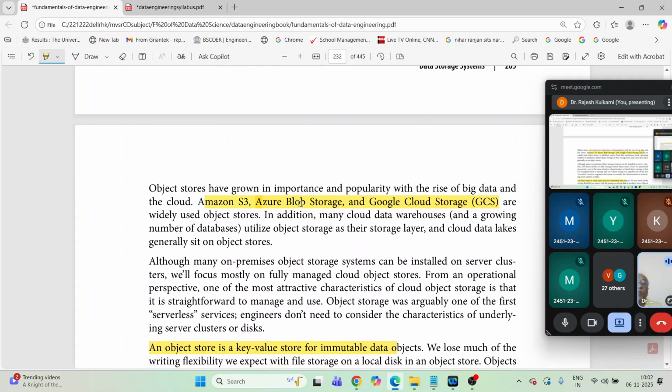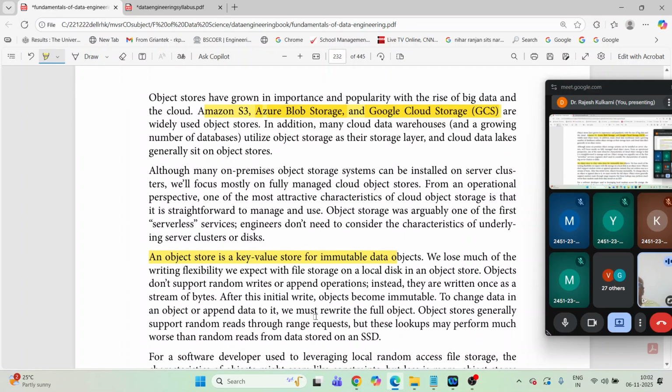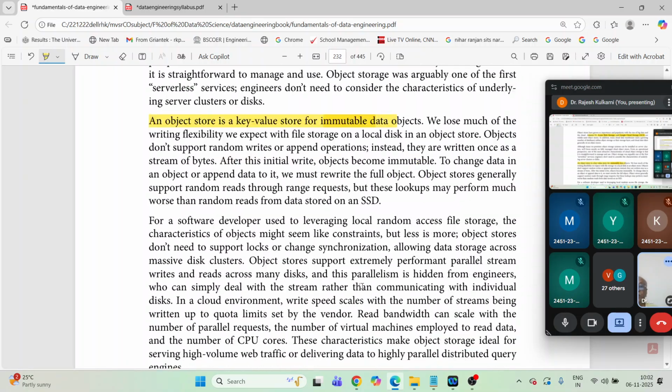I am speaking about Azure Blob Storage. I am speaking about Google Cloud Storage. If you remember this regarding Blob, you had done a practical also maybe last week. So the object store uses a key value store for immutable data objects, and I think you remember the property of immutable when you discussed good data architecture principles.